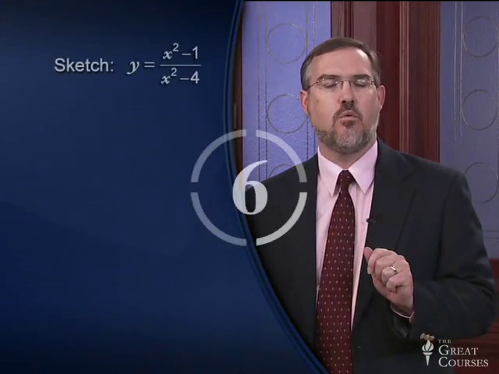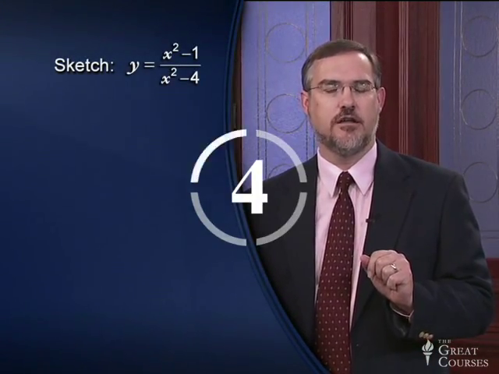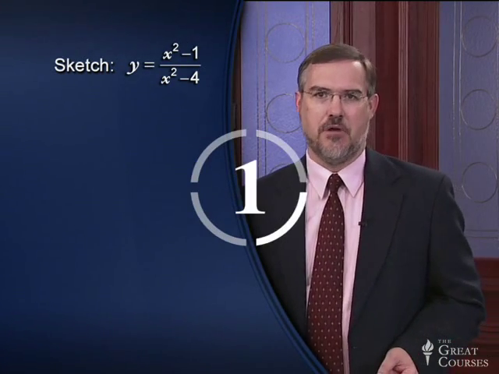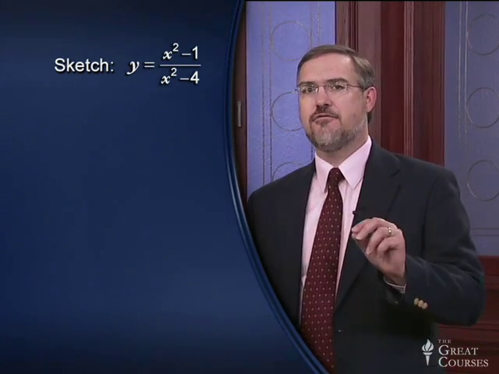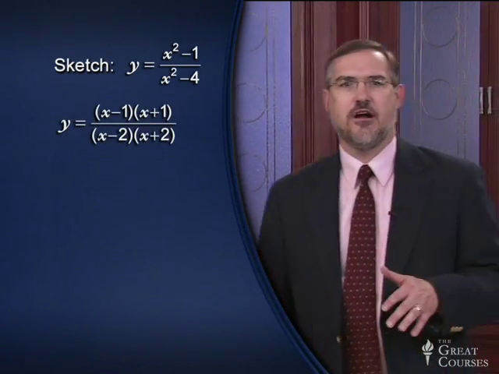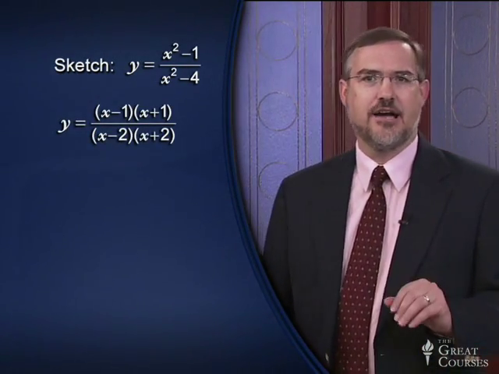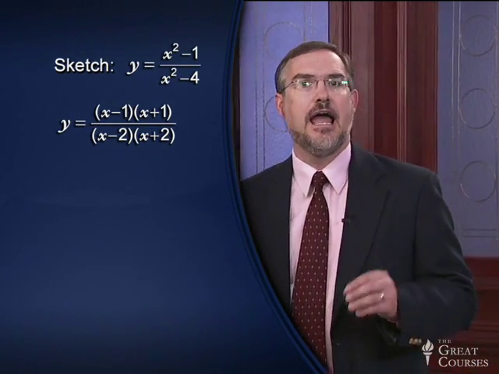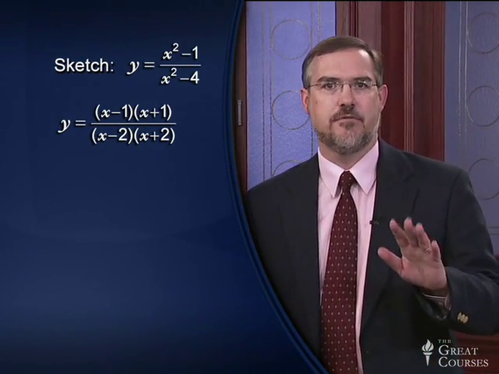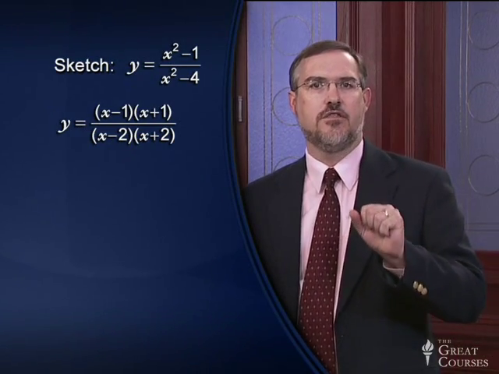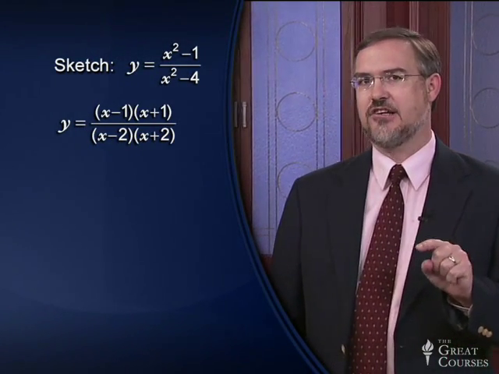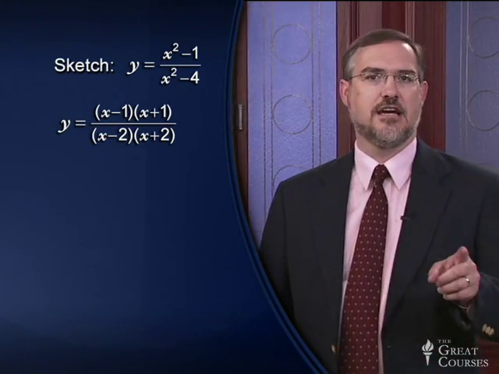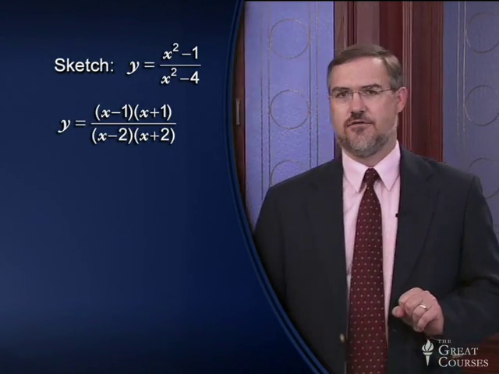Okay, here's one for you to try. Let's be sure to factor wherever you can first before you jump right into the problem. Sketch the graph of y equals (x squared minus 1) divided by (x squared minus 4). Okay, after factoring, we're going to have y equals (x minus 1)(x plus 1) divided by (x minus 2)(x plus 2). And notice that there are no cancellations there, so that's fine. Remember also that the domain will be the set of all numbers x other than 2 and negative 2. 2 and negative 2 are going to cause division by 0.